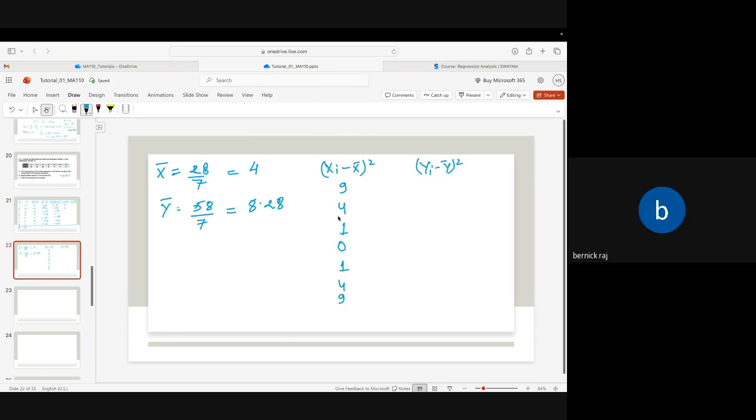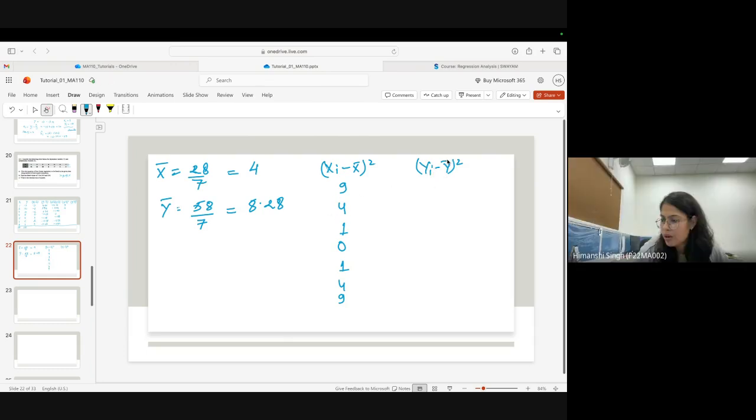Yes, madam, correct. Okay. Now yi minus y bar whole square. For the first observation, yi minus y bar is 4.72 whole square. So what will it be?